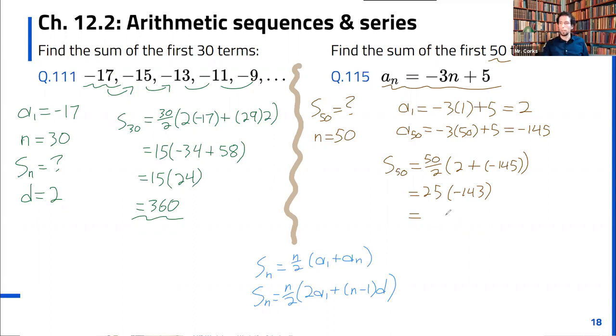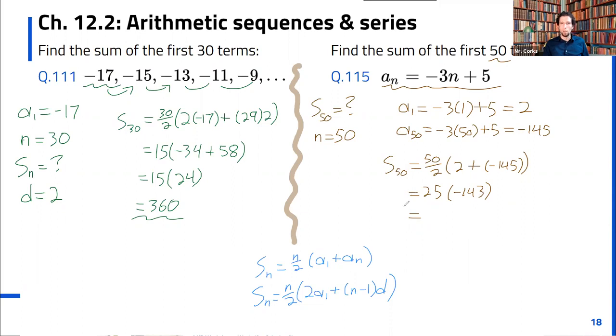Just my personality, I would want to split up the 143 into like 140 and 3 or something, but whatever way we want to do it would be fine. Yeah, that would work. That wouldn't be too bad.